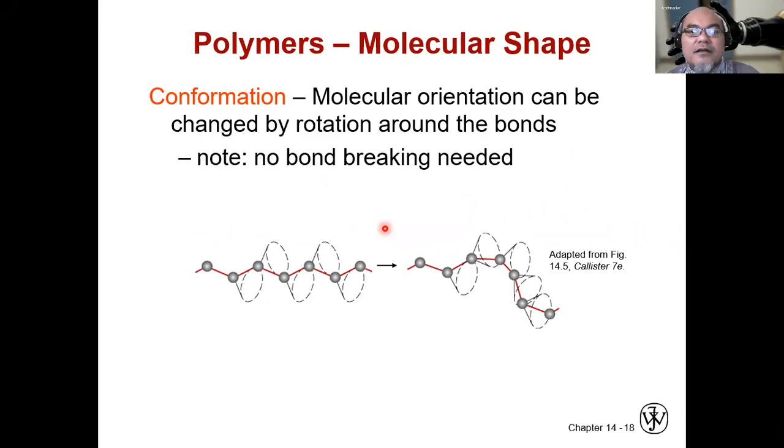Then conformation: the molecular orientation can be changed by rotation around the bonds, although we don't need to break the bond. So for example, here this can rotate, this one can rotate, this one can rotate, making, for example, a different structure like this.